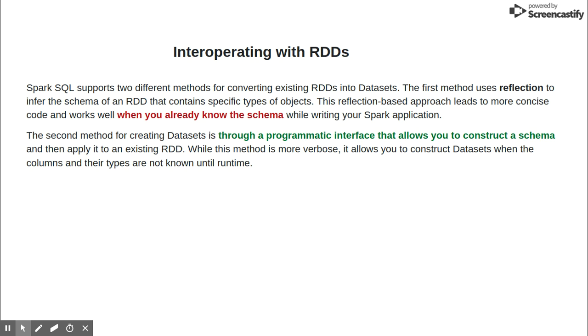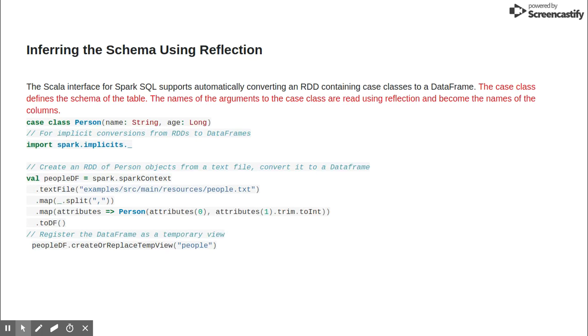While this method is more verbose, it allows you to construct datasets when the columns and their types are not known until runtime. So most Spark dynamic applications use this approach because most of the time you are not aware of the schema.